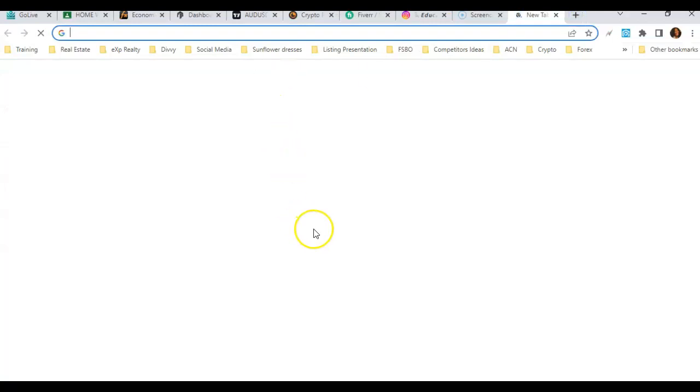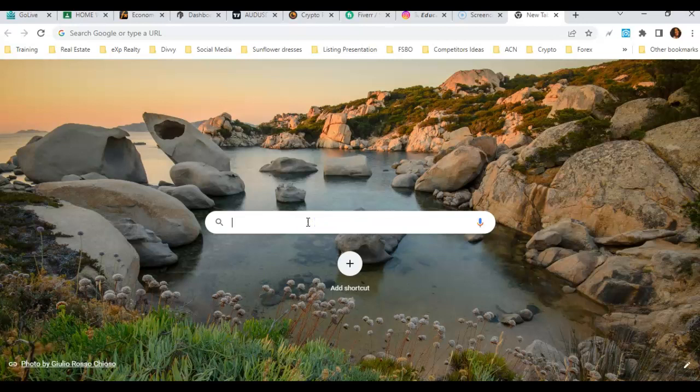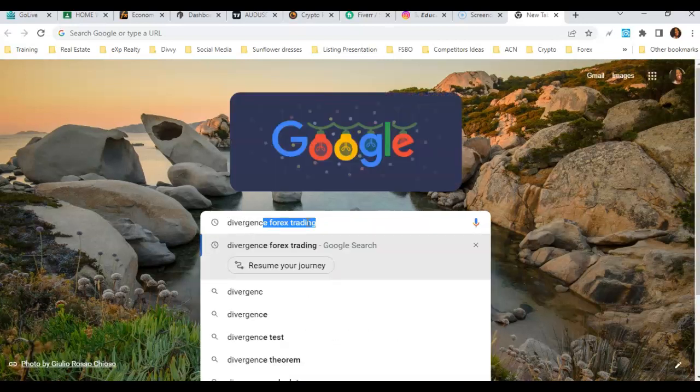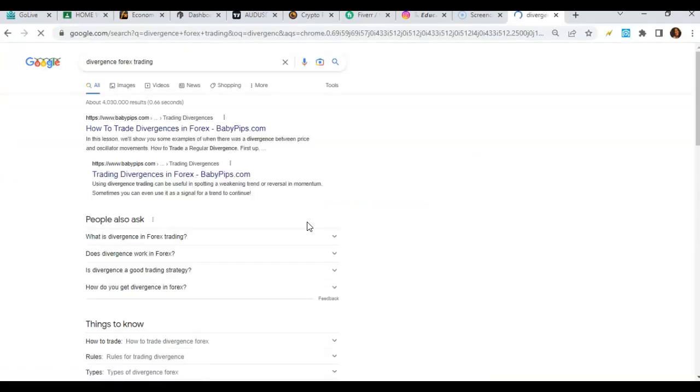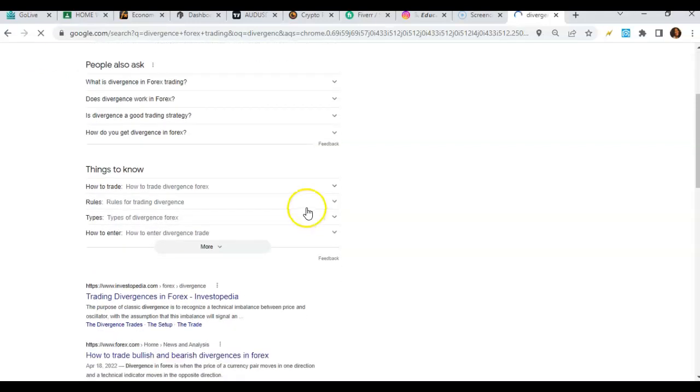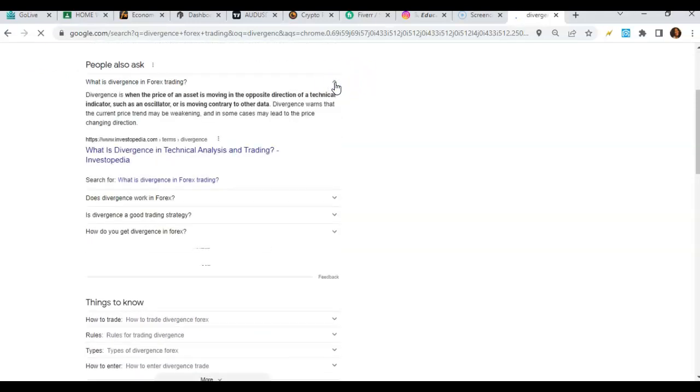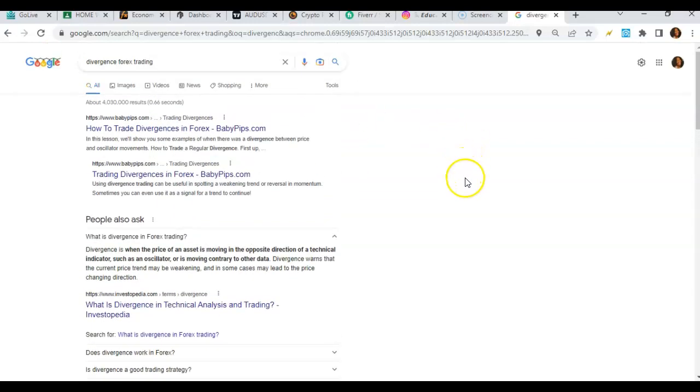So what exactly is divergence? Well, let's look it up real quick. When you go to Google and type in divergence, here are some basic definitions. Pretty much when the price is moving in the opposite direction of the indicator, that can let you know that the current price on the market is weakening, which may be an indication that it's time to buy or sell.